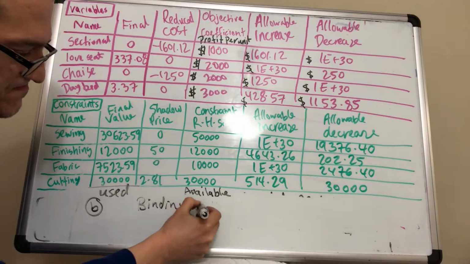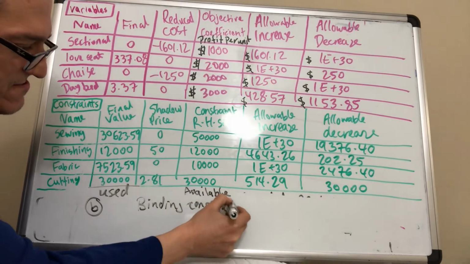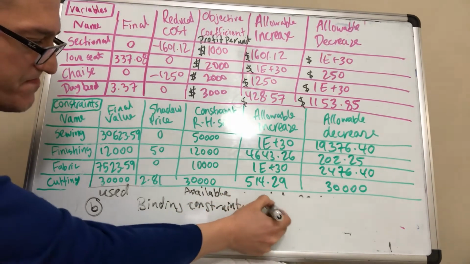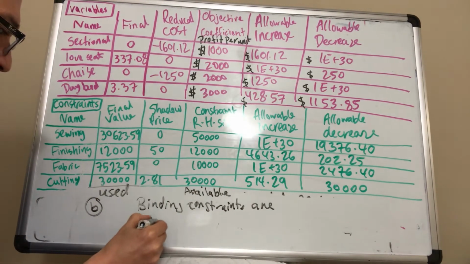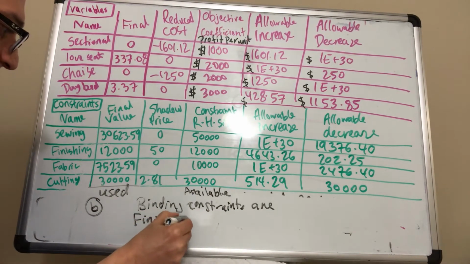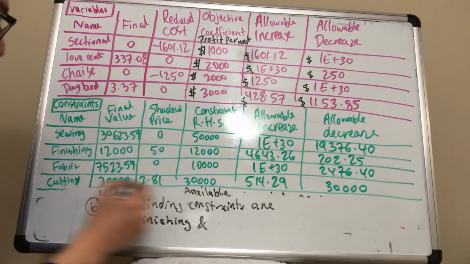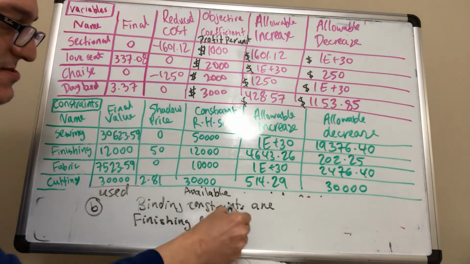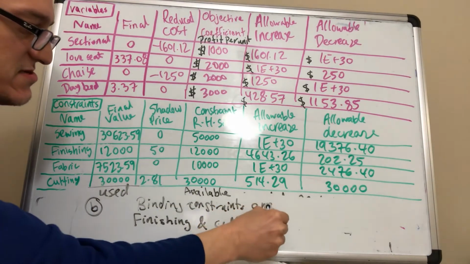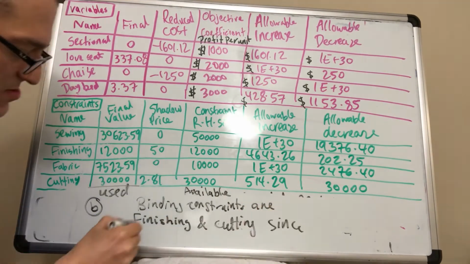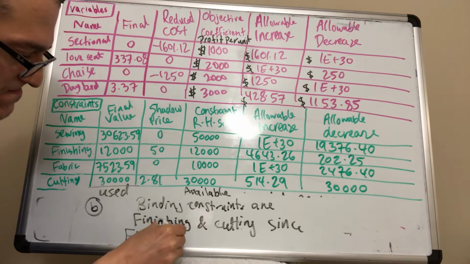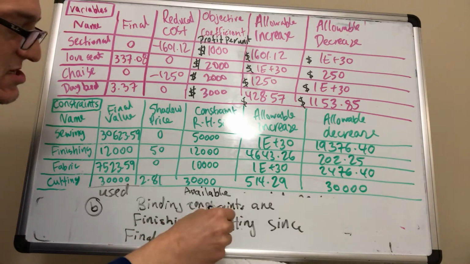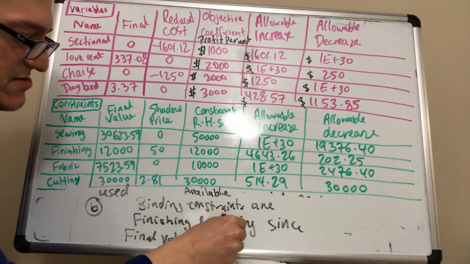So binding, that's B. Constraints are finishing and cutting, since final value matches constraint right hand side.